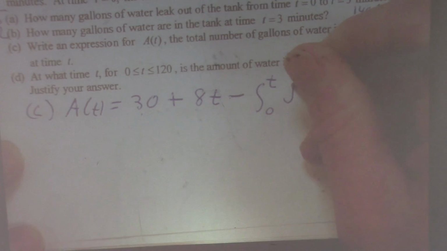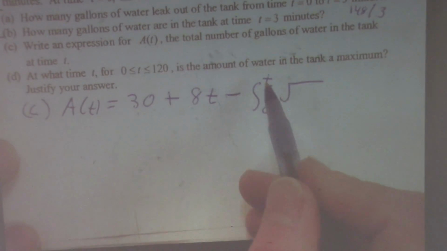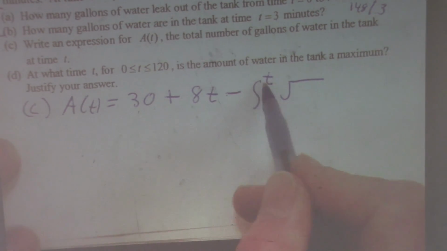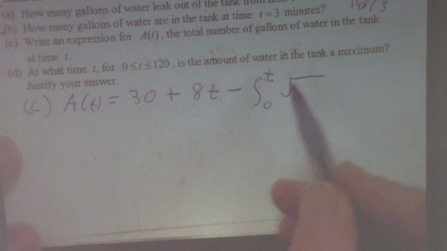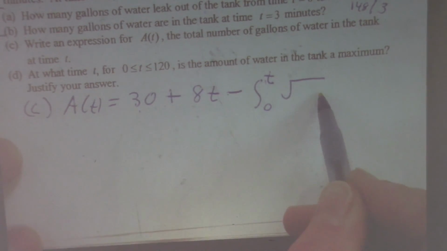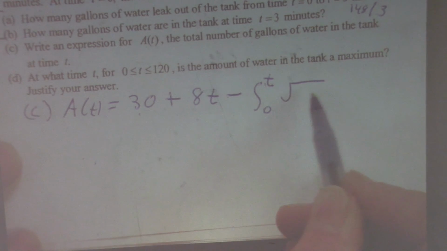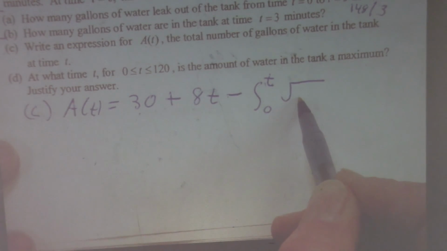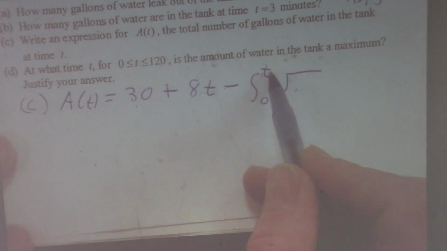Now, here's the new part. This is the actual variable in your problem. t is our variable. You can't use t here. You have to use a different variable here. We call it a dummy variable because it doesn't matter what letter you choose as long as it's not t.